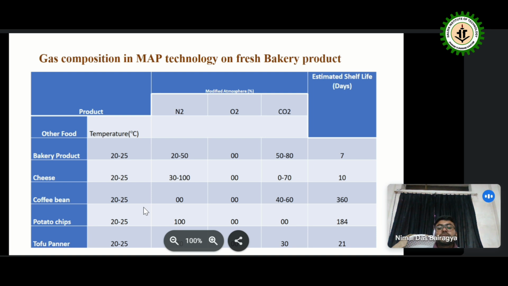Like coffee bean, if we keep the coffee bean at ambient temperature, 20 to 25 degrees Celsius, then the nitrogen will be 0%, oxygen will be 0%, and carbon dioxide will be 40 to 60%, and the shelf life will be extended up to 360 days.